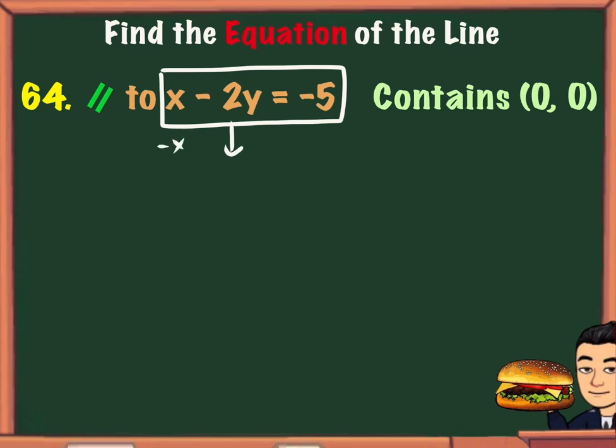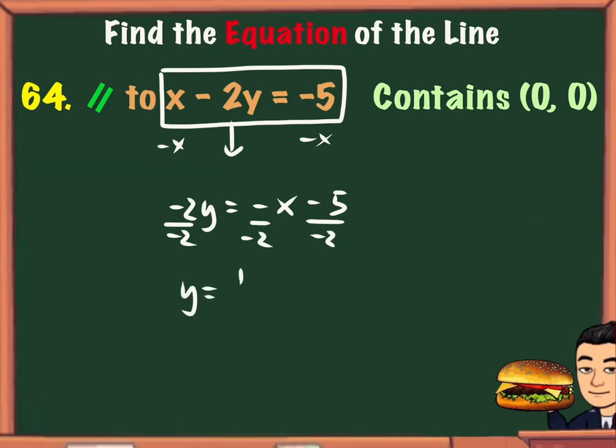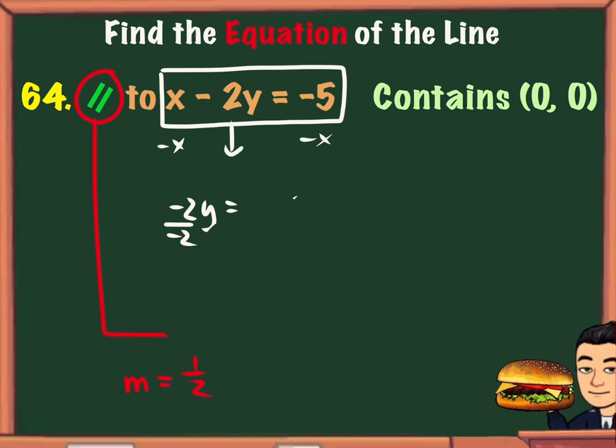For number 64, I'm going to rewrite this into slope-intercept form. I'm going to subtract x on both sides. This is negative 2y equals negative x minus 5. If you divide by negative 2 on all three terms, y is going to equal 1/2 x plus 5 over 2. If a line is parallel to this, then the line we're looking for has a slope equal to 1/2.